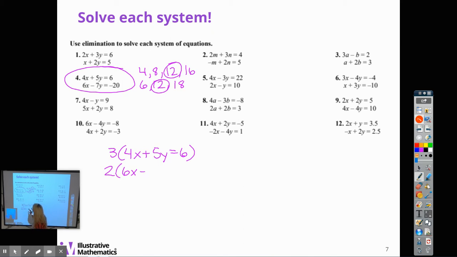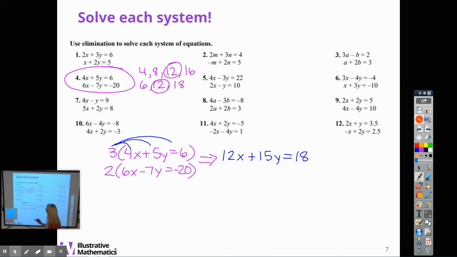So let's finish that equation. 7y equals negative 20. So now I'm having to multiply both equations by some factor. Okay, and our outcome here to get our new equation, 3 times 4x is 12x. 3 times 5y is 15y. And 3 times 6 equals 18. And then in the bottom, I have 2 times 6 gives me 12x. 2 times negative 7 is negative 14.